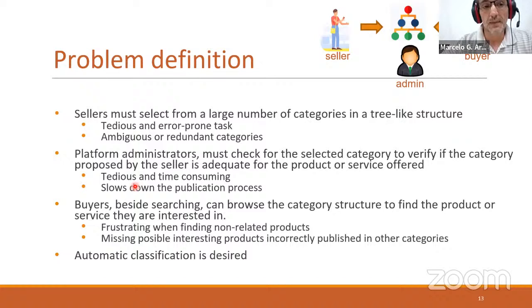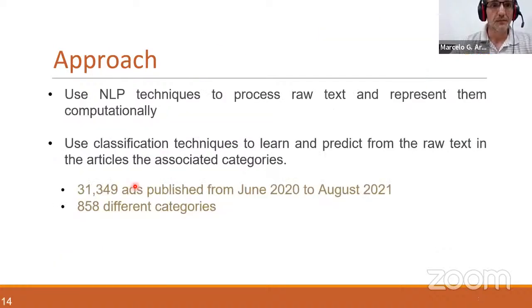And finally, for buyers, it's very confusing to navigate the tree-like category structure. It's very frustrating for them to find products that may not belong to the correct category. Maybe this is intentional, when sellers put a product in another category to promote it, and these are errors that the administrators cannot check. So the approach we took was to use natural language processing techniques to process the text available in the title and the description of the product.